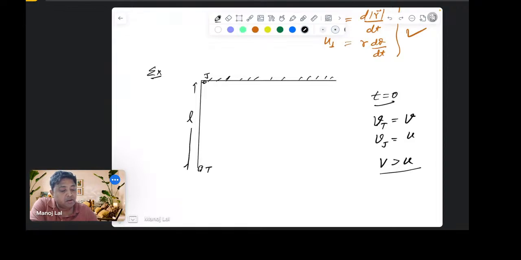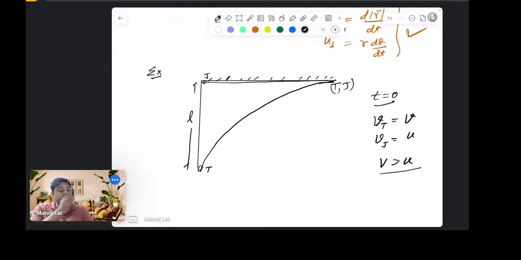Jerry will go like this, and Tom will follow Jerry all the moments. So they will go like this, and finally they will meet. Right. So here Tom and Jerry will meet.